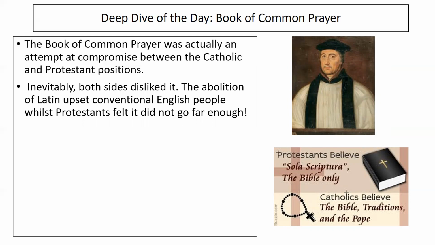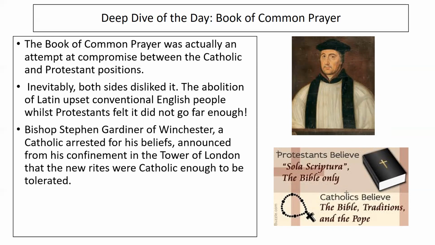And the thing that made Protestants most mad was a gentleman by the name of Stephen Gardiner, who is the man in the top image. He was a Bishop of Winchester before England broke away from the Catholic Church, so he was a Catholic. He was eventually arrested for his beliefs because he refused to change his allegiance from the Pope to the King, to King Henry at the time. So he was arrested and thrown in the Tower of London.